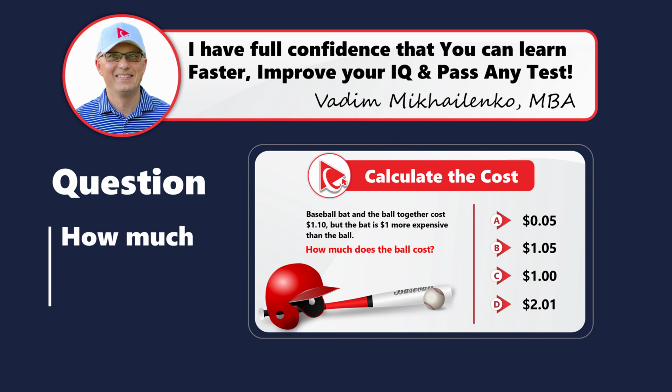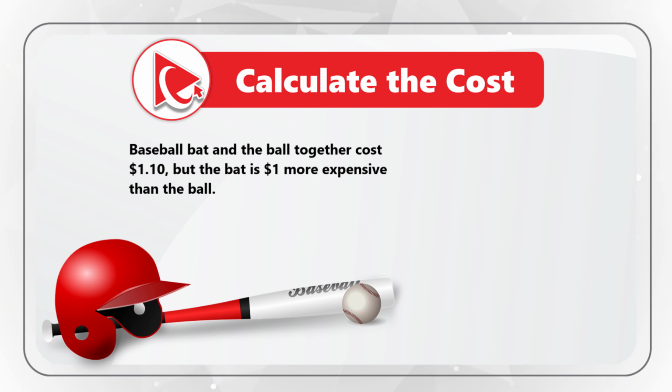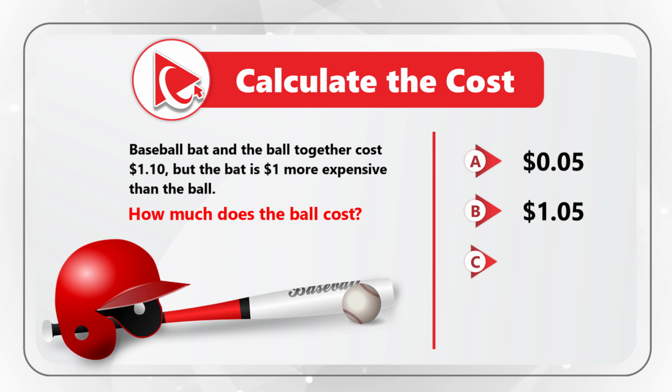This is one of my favorite questions because it tests a variety of different skills on the test. Baseball bat and the ball together cost $1.10. But the bat is $1 more expensive than the ball. How much does the ball cost? You need to select 1 out of 4 possible choices. Choice A, 5 cents. Choice B, $1.05. Choice C, $1. And last but not least, choice D, $2.01.